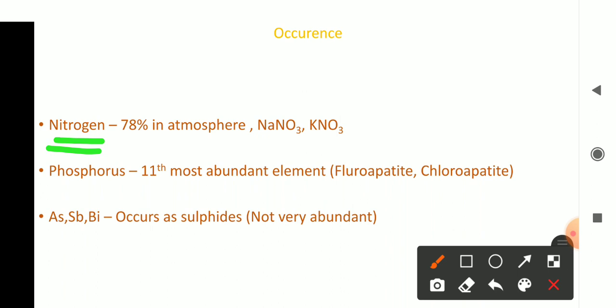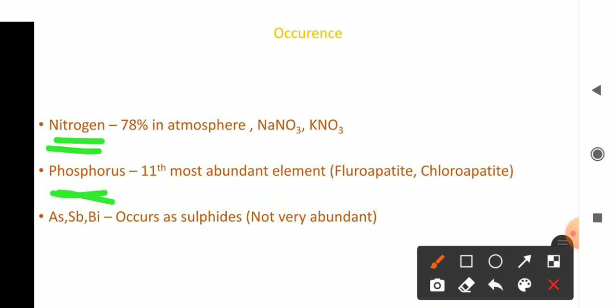78% of nitrogen. And the other source of nitrogen is, one is sodium nitrate, which is also called as Chile saltpeter, and potassium nitrate, that is called as Indian saltpeter. Okay, so these are the other two sources of nitrogen. So there are three sources for nitrogen given. One is atmosphere. In the Earth's atmosphere around 78% of nitrogen is present. From there we can extract it. And the other sources are sodium nitrate and potassium nitrate.